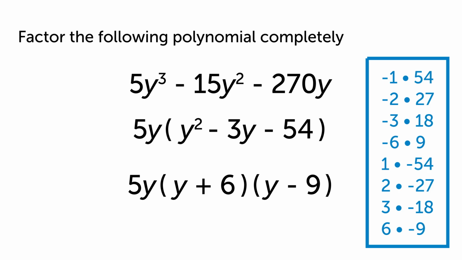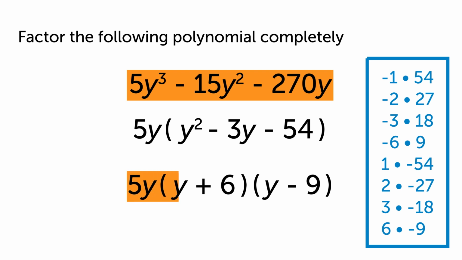Once we fill in the second terms of our binomials, we see that when 5y cubed minus 15y squared minus 270y is completely factored, it is equivalent to 5y times the quantity of y plus 6 times the quantity of y minus 9.